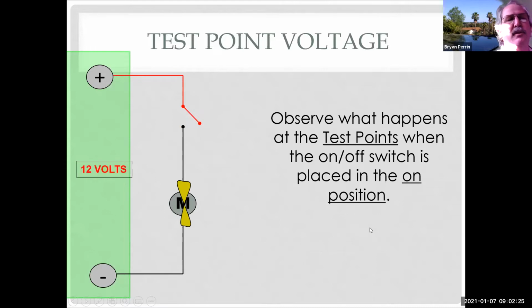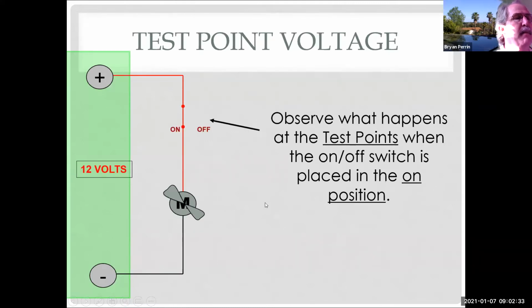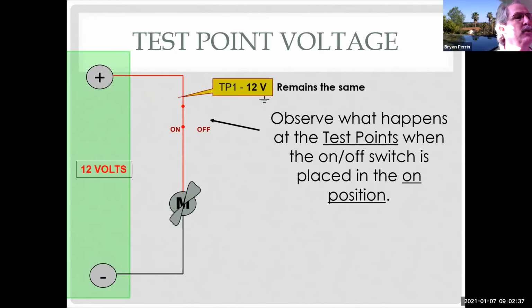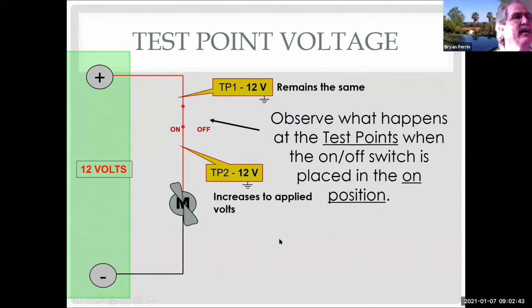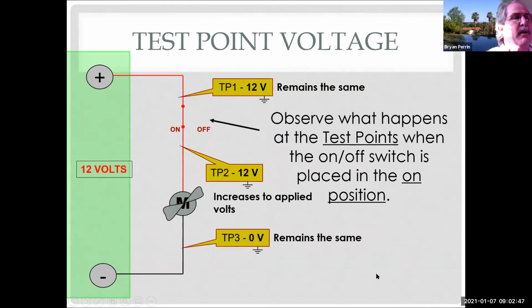Now observe what happens to the test points when the on-off switch is placed in the on position. Hey, my motor goes roundy round. It must work. So test point 1 is going to stay the same at 12 volts. Test point 2 is now 12 volts. And test point 3 remains the same.